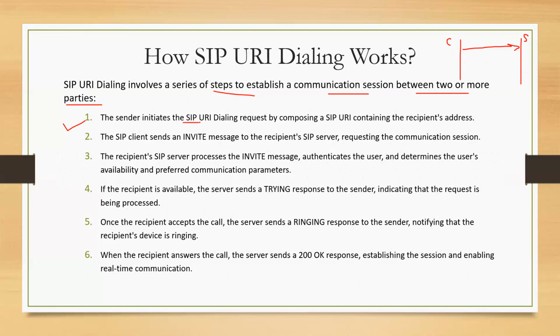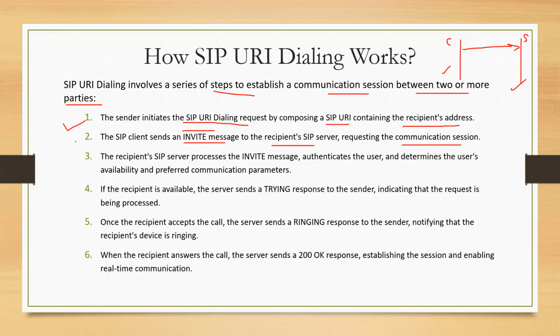The sender initiates the SIP URI dialing request by composing a SIP URI containing the recipient's address. So this is your recipient, this is your sender. It has the recipient's address, and this sender is initiating the SIP URI request by sending a SIP URI which contains this particular recipient's address, right? This is your SIP client. And this SIP client sends an invite message to the recipient's SIP server requesting the communication session. So this client is requesting the SIP server so that they can establish a session between the client and the server. So the first message would be this invite message.